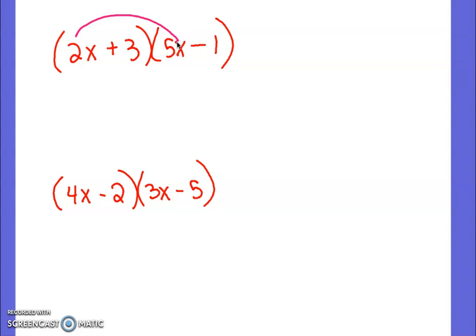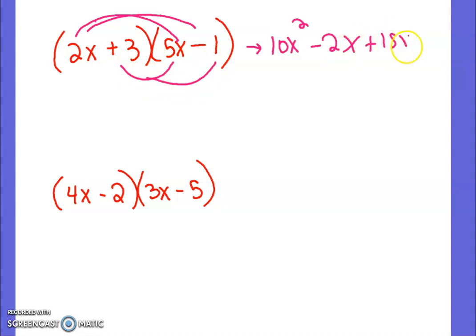So 2x times 5x is 10x squared. And then 2x times -1 is -2x. And then come back and use the distributive property again, so that's 15x, and then -3. And again, notice the 2 middle terms. They can be combined together. So that's my final answer.